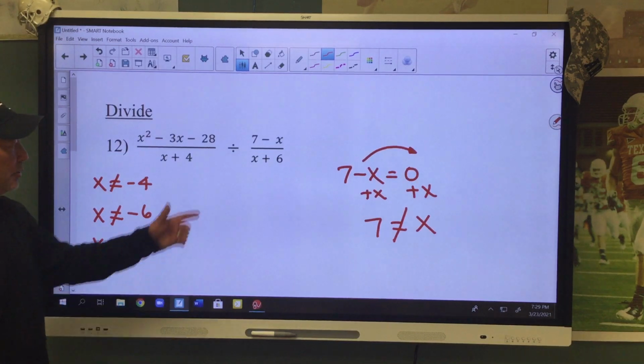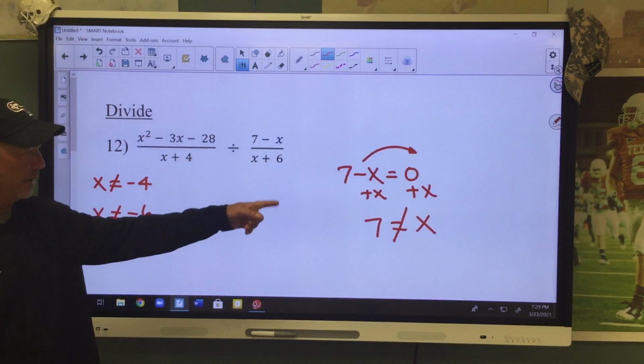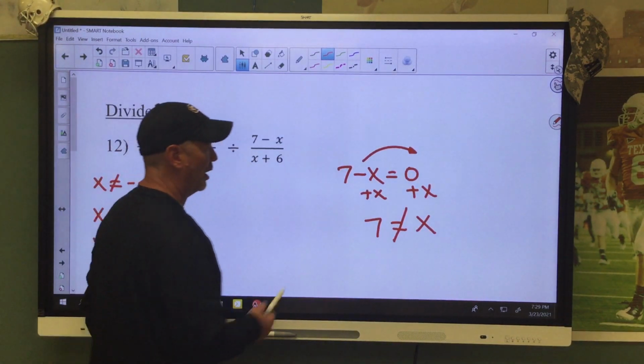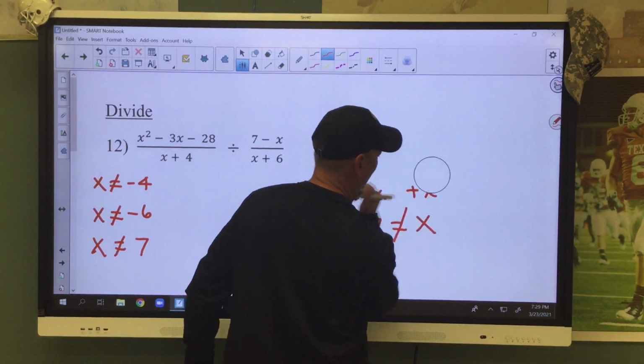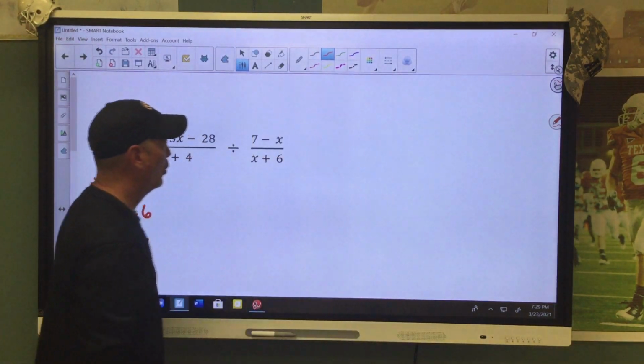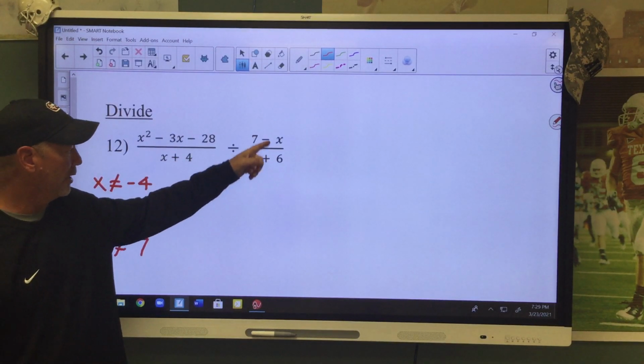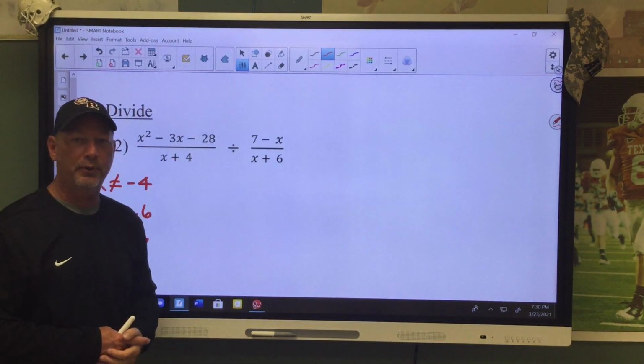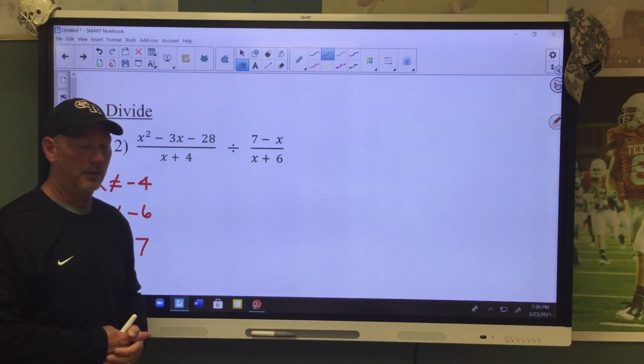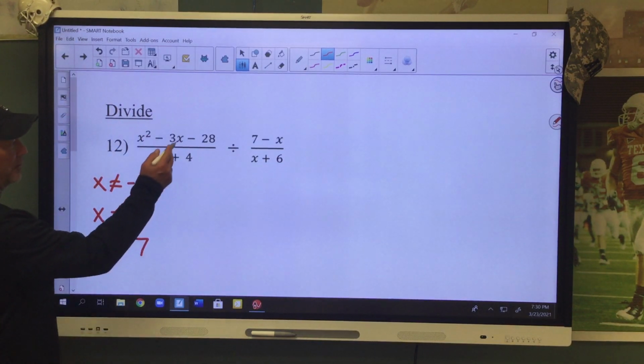That's how we're doing it. So just don't guess. Make sure you do this correctly. Set it equal to 0. All right, so those are our excluded values. When you're doing a division problem, denominator, and numerator, you have to use all three to determine your excluded values. Okay? All right, so I'm going to factor this.